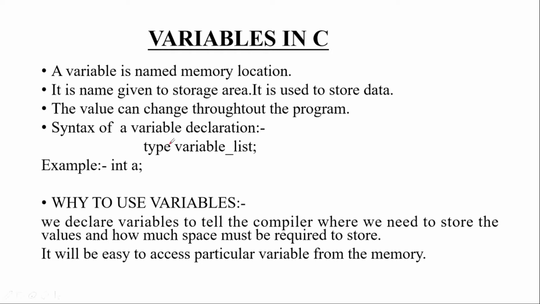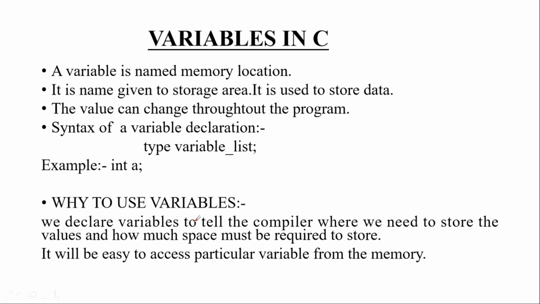So this is the syntax of variable declaration: the type and the variable list. You need to declare the type of the variable, that is the data type, whether it is an integer, a float, or a character variable, and then the variable list. Here is the example: int a. This means a is the variable name and it is of type integer.